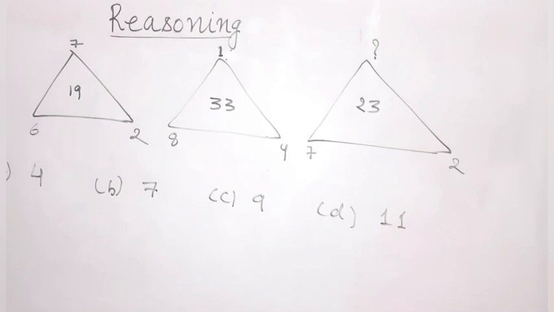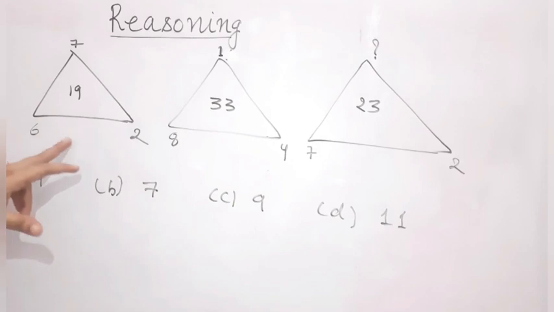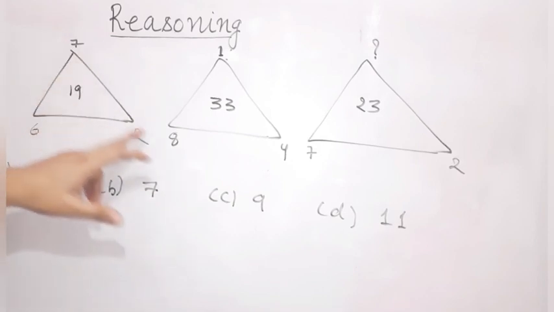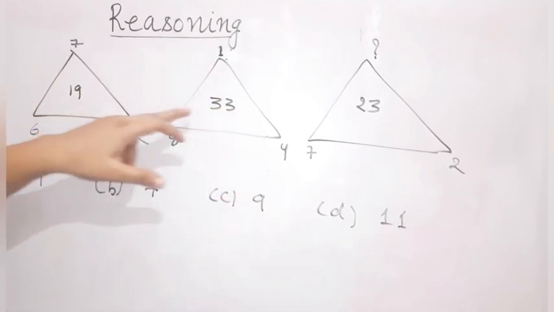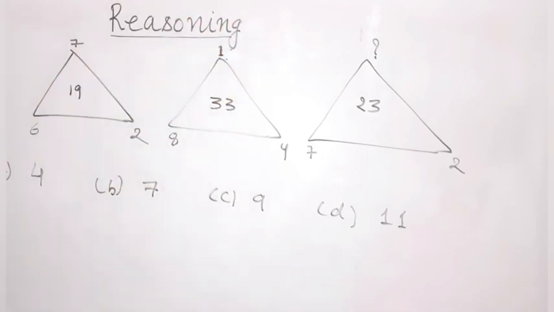Question number 1 says, which number replaces the question mark? You can see that there is one triangle, two triangle and third triangle. In the first triangle, every corner is having one digit. In the second triangle, every corner is having one digit, and in the between also there is a digit. Now in the third triangle, the third digit is missing. So you have to understand the pattern and then you have to tell me from these four options which digit is going to come here.